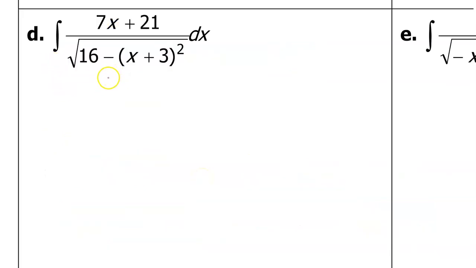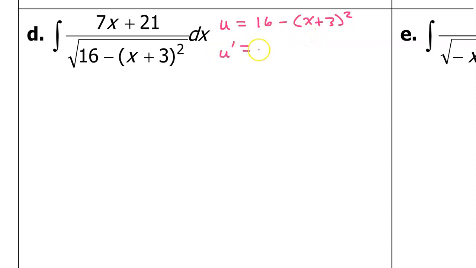We won't have to complete the square for part D because they already gave us x plus 3 squared. Also, I don't think we need an inverse trig rule this time because the degree of the denominator wins by exactly 1. That tells us to do u substitution right away. Let's try letting u equal the entire radical, so 16 minus x plus 3 squared. And I guess we'll see what happens.